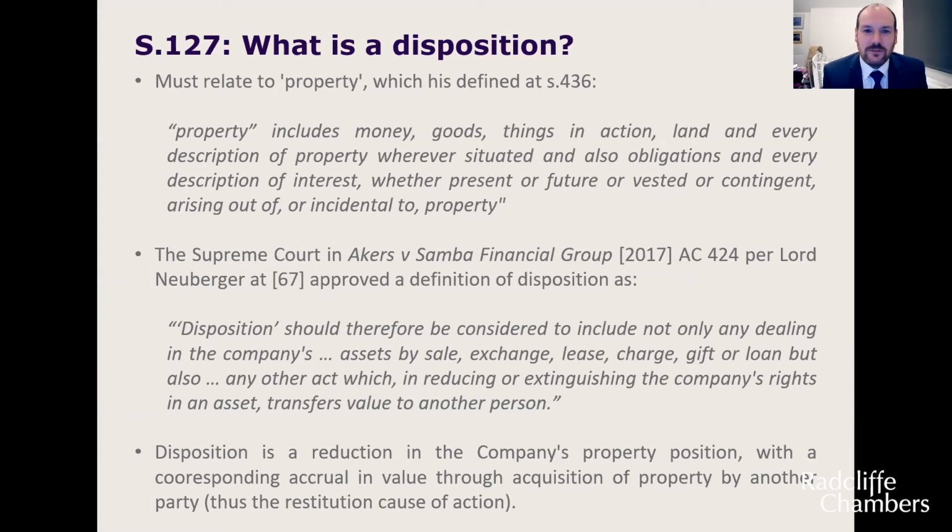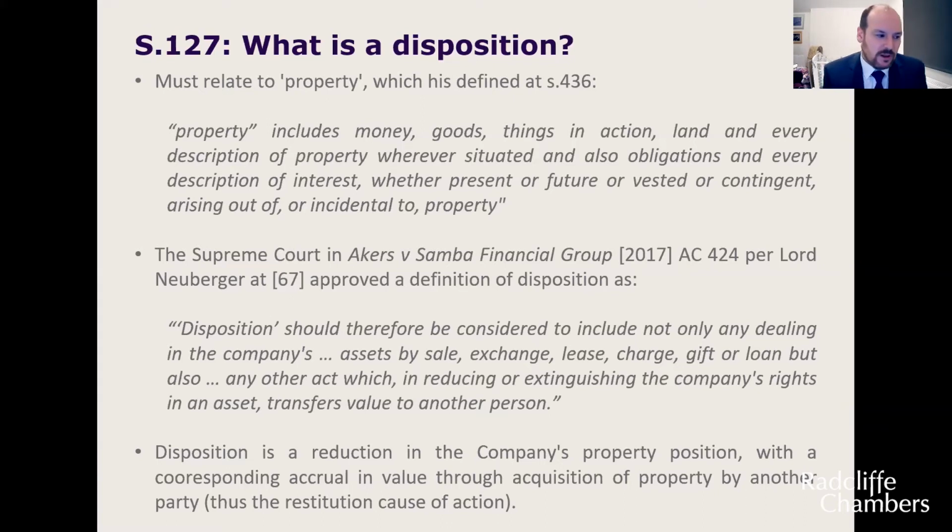So what is a disposition? Well, the disposition must ultimately relate to property, which is defined in section 436 of the Act. That could be anything which is in there. It's a huge, broad swathe of items. Money, goods, things in action. So a thing in action, a right to claim against someone for breach of contract, say, would be a thing in action. Land and every description of property wherever situated, and also obligations and every description of interest, so guarantees under an obligation, whether present or future or vested or contingent, arising out of or incidental to property. Very broad definition of what property is. So we're trying to catch almost everything.